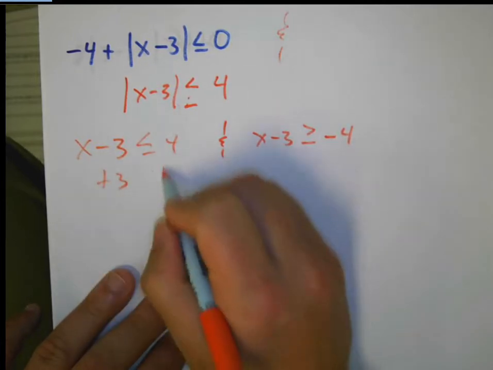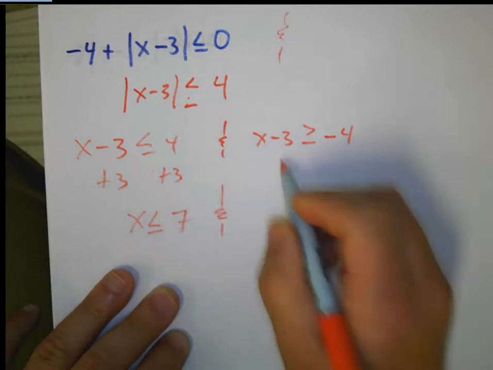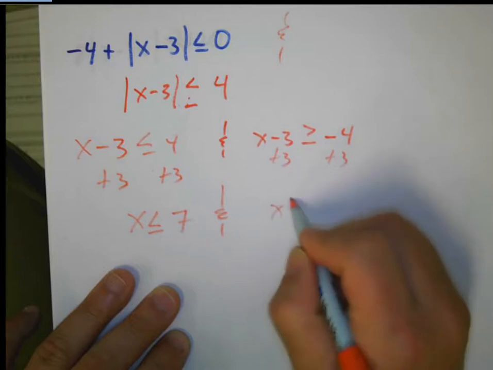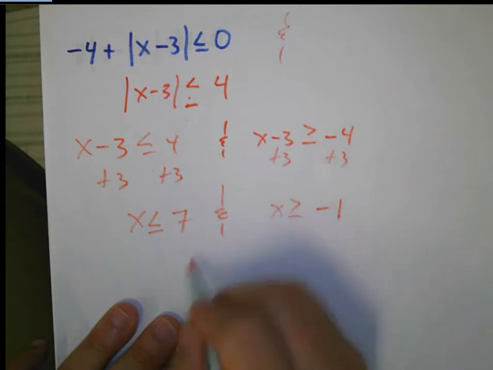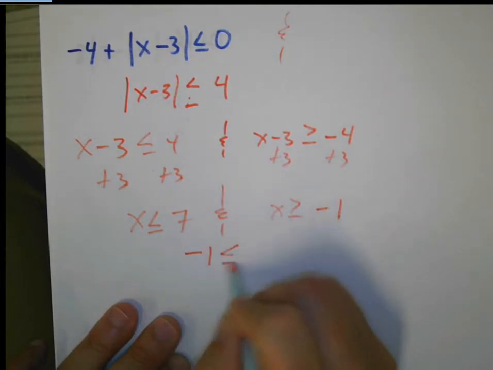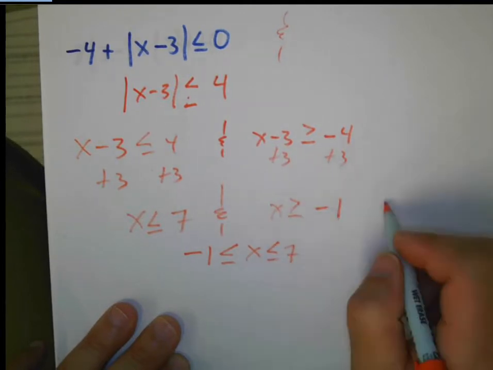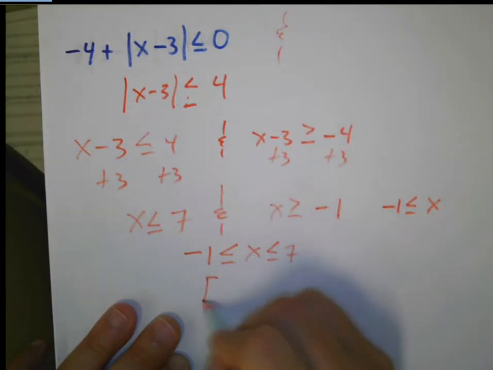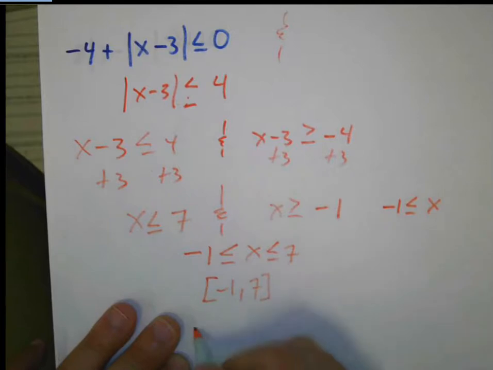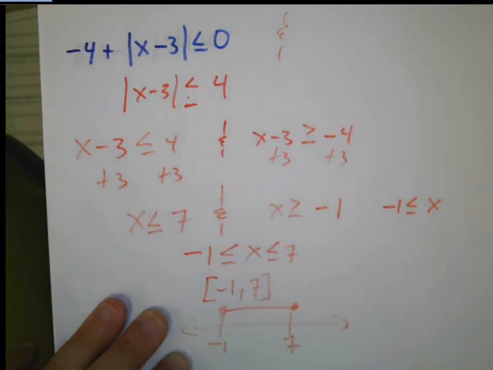Add 3 here, add 3 here. X is less than or equal to 7. And at the same time, I add 3 here and add 3 here. X is greater than or equal to negative 1. What does this look like in interval? Well, you can write it like this. Negative 1 is less than or equal to x is less than or equal to 7. Because this, you see how the arrow's pointing to negative 1? I could write it like that. And that makes sense. Interval notation, it would be this. And on the number line, you got negative 1, 7, solid, solid. Draw a line in between them.